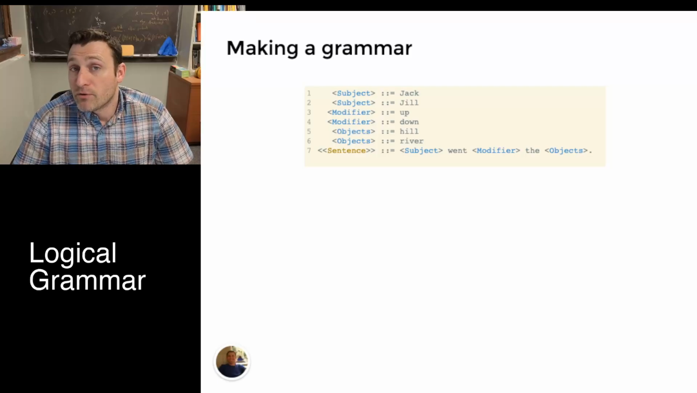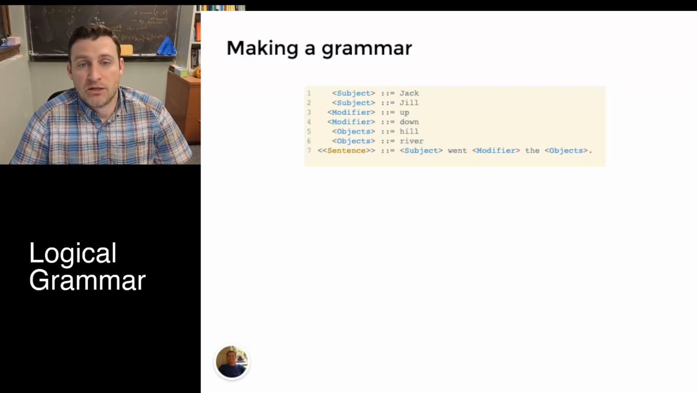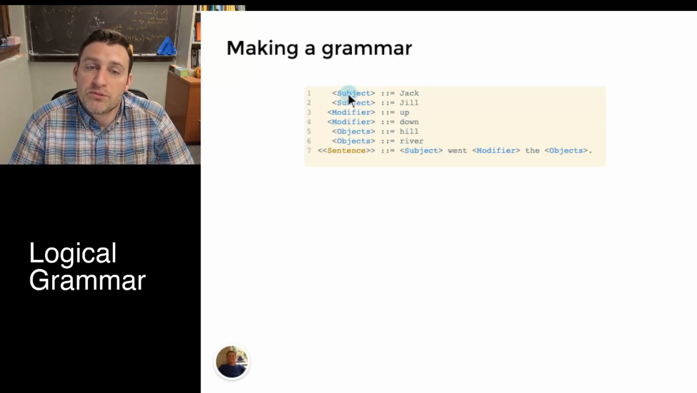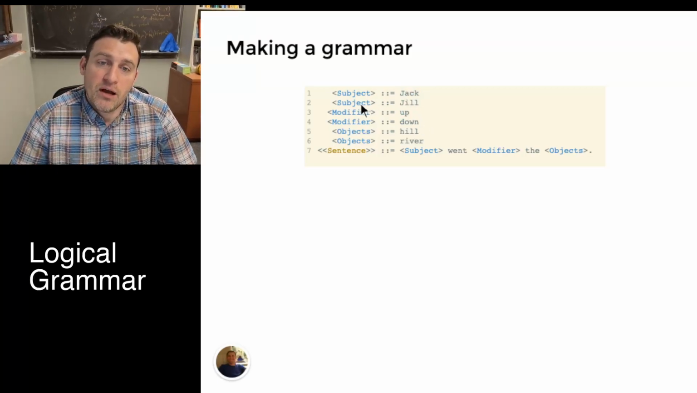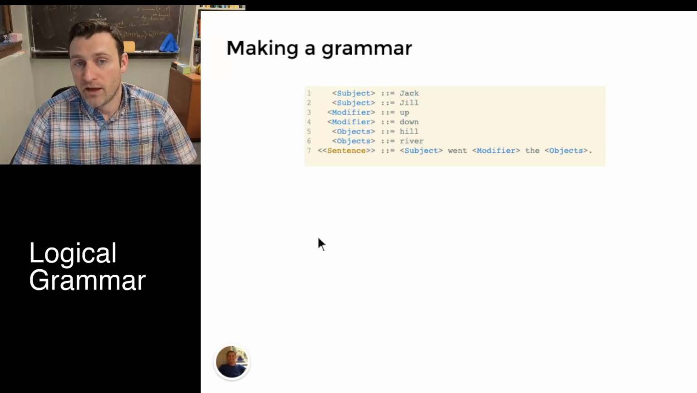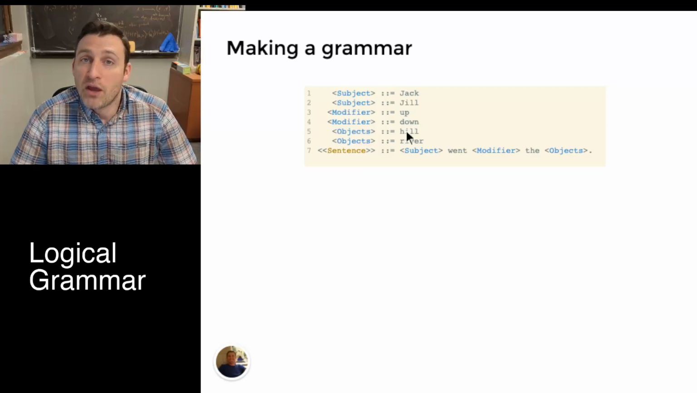The kinds of grammars we're going to work with are so basic that you can write them down with a few lines sometimes. Here's an illustration. What I've done here is I've written subject as a keyword, and then I've assigned it a value, Jack. But it's not the only way I can get the subject. I'm also allowing myself to have Jill. This goofy double colon equals is just to emphasize that this is assigning the value Jack to being a subject, just like Jill. Modifier could be up or it could be down. And the objects in my grammar are hill and river.